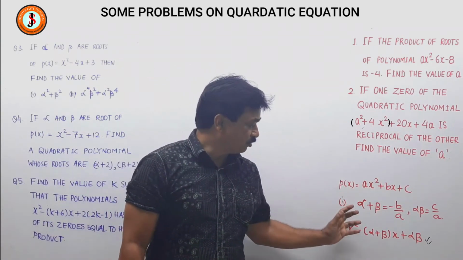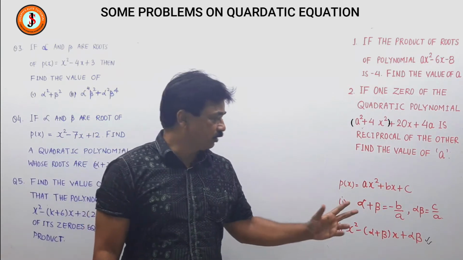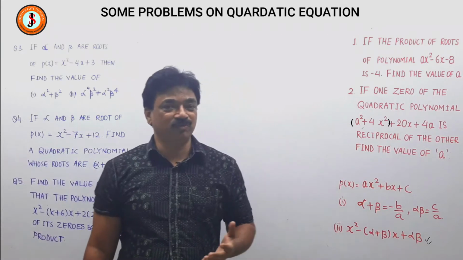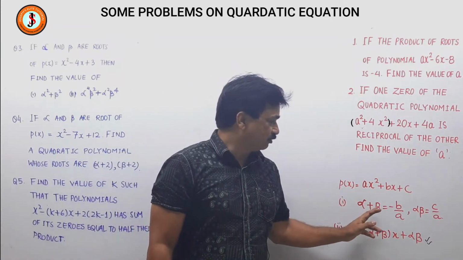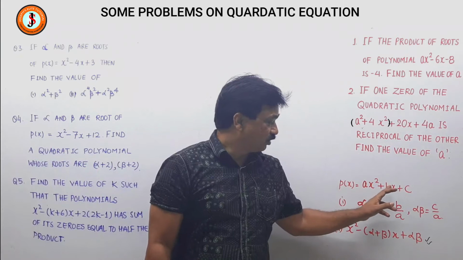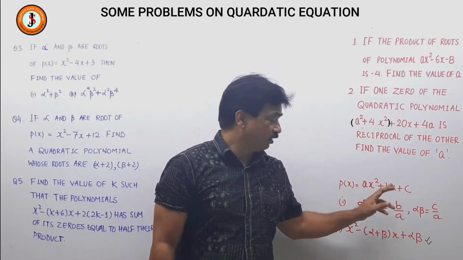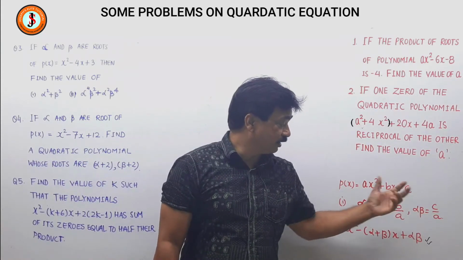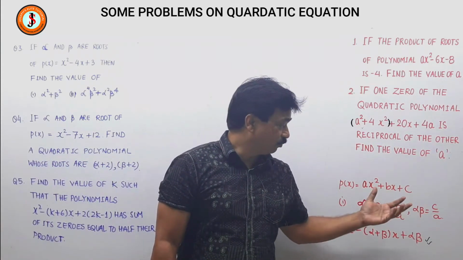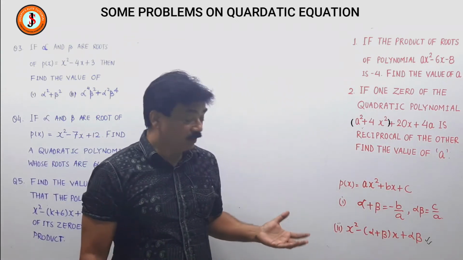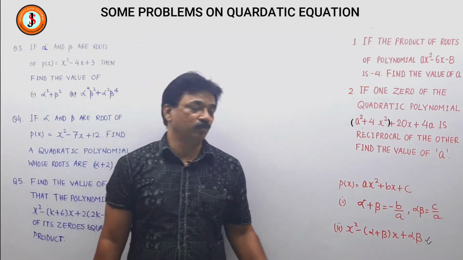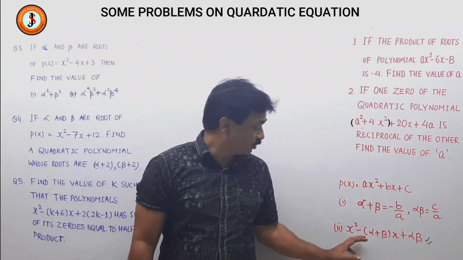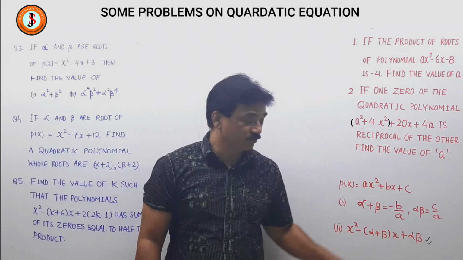Secondly, the sum of the roots, that means the zeros of a quadratic polynomial, has a relationship with its coefficients. The sum of the roots is minus b by a, that means the coefficient of x negative divided by the coefficient of x square, and the product of the roots is c by a, that means the constant term divided by the coefficient of x square. And if the roots are given for any quadratic polynomial, then we can frame back the quadratic polynomial by using this formula: x square minus (alpha plus beta) x plus alpha into beta.